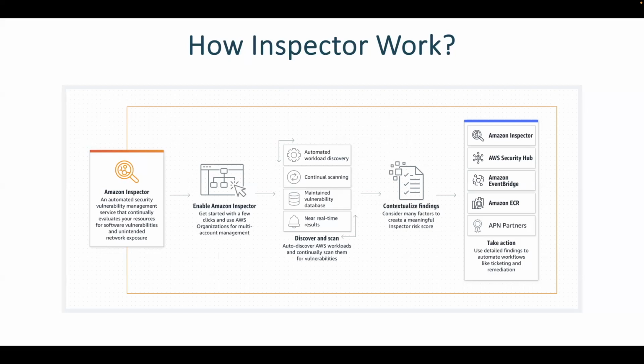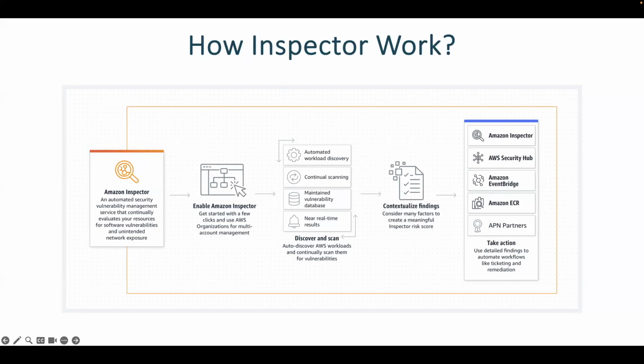And the next one is Amazon ECR, that is Elastic Container Registry, which scans the container images for vulnerabilities as they are pushed to the registry. And in this demo, we'll see how the scanning engine for Inspector works for the Elastic Container Registry and the images pushed to it. And it also has APN partners, which work with third-party tools for remediation and compliance.